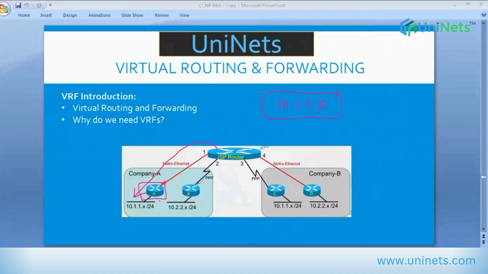Now, if the traffic comes from router B, it goes to router A. And even if it comes from router D, which is intended to go to router C, because of this metric, it will forward it to company A. And this is leaking. One company's information has entered into another company. Right? And the same thing happens when A needs to speak with router B, 10.2.2.x.